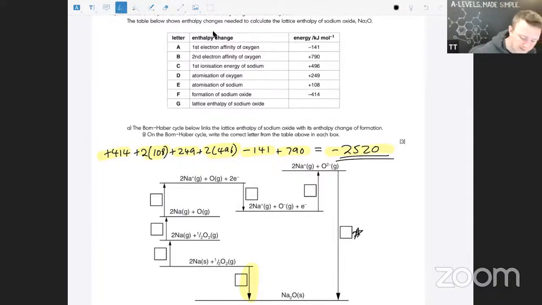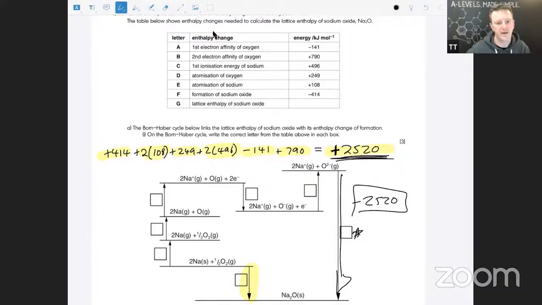In fact, what that does is that gives you +2520, but that would be this arrow, okay? Not this arrow. So when I work these out, it's not very clean and tidy, my method of working this out, but it does save a lot of issues, okay? So that is your answer, but I would write the answer as -2520, because that is the lattice association of the sodium oxide, okay? If you do that, you end up with a positive answer.